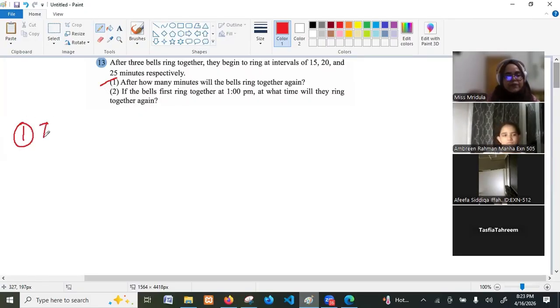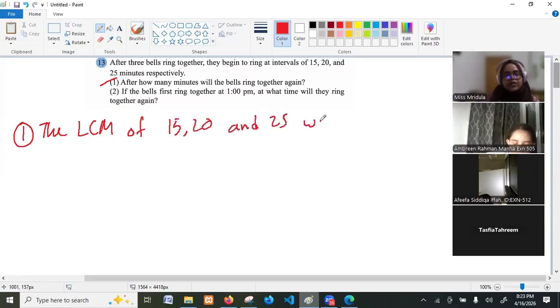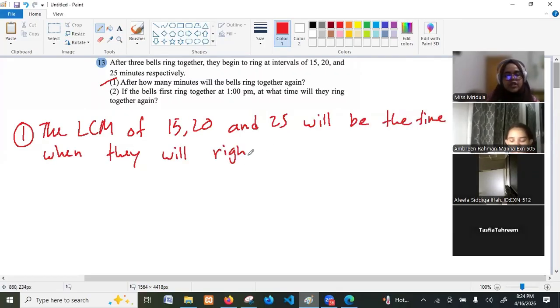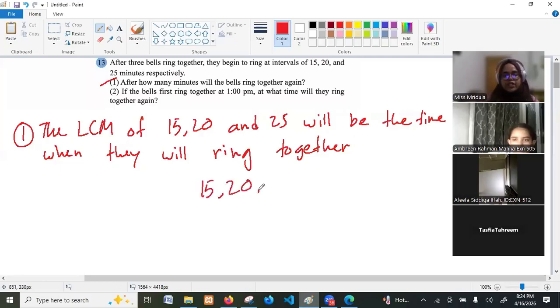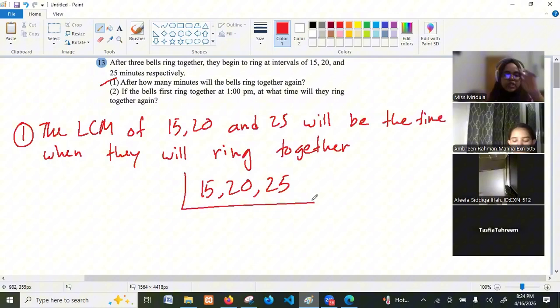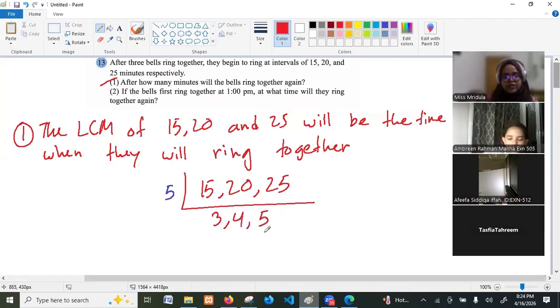So number 1 will be the LCM of 15, 20, and 25, which will be the time when they will ring together. Okay, so we have 15, we have 20, we have 25. We can see only 20 is even, right? So we cannot take 2, we cannot take 3, we can take 5. So 5 will be here. 5 goes to 15 3 times, 4 times, and 5 times. Can we take any more? We cannot. 3 and 5 are prime. 4 is not, but we cannot take 4. So that will be our LCM.